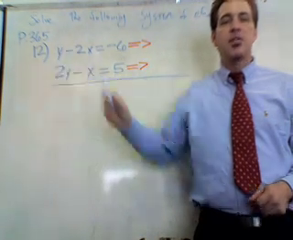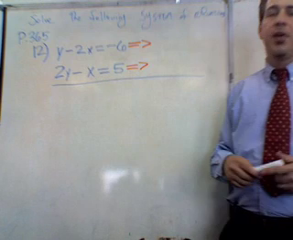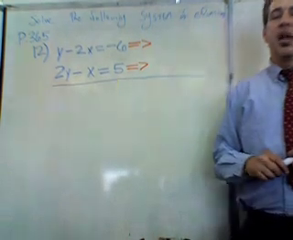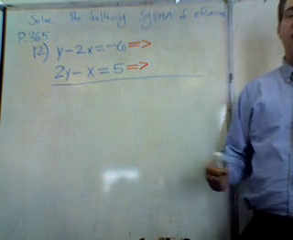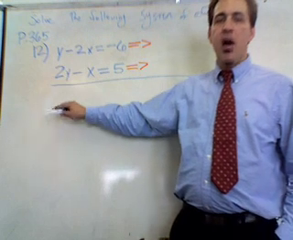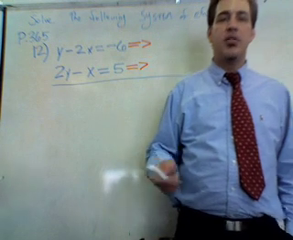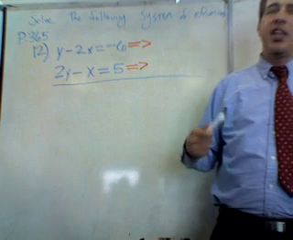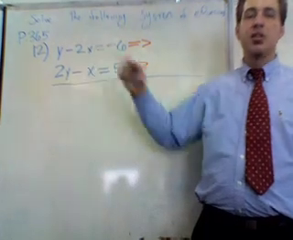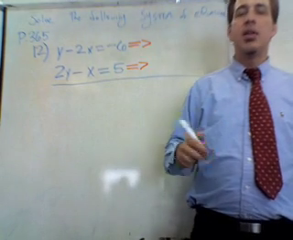Page 365, number 12. Y minus 2x equals negative 6, and 2y minus x equals 5. These two equations have to be combined in some way so that either the y disappears or the x disappears. Well, if you add them together, you get 3y minus 3x equals negative 1, and that's not going to do anything because nothing disappears. So we need to find that magic number to multiply by so that one of these equations gets itself into a position so that it can be combined with the other to disappear.